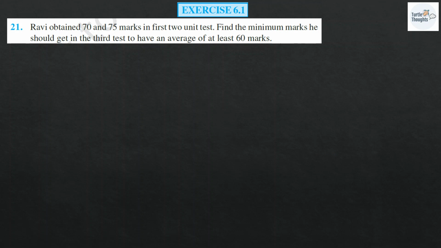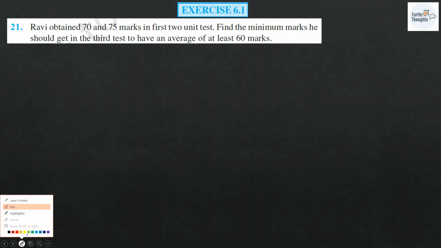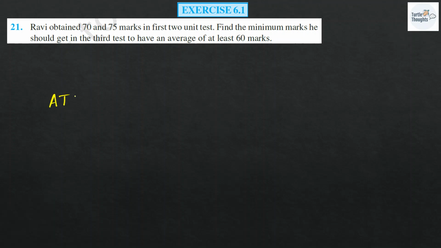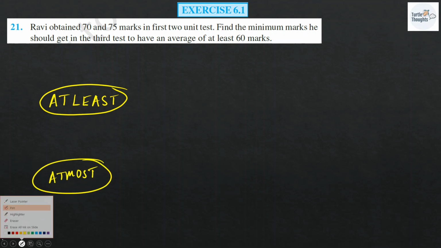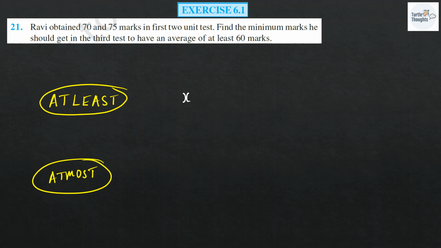Here the question says that Ravi obtained 70 and 75 marks in the first 2 unit tests. Find the minimum marks he should get in the third test to have an average of at least 60 marks. I think I have told you this, but I will repeat this again: at least and at most. So what does at least mean? Say your parents tell you at least you get 90% and you get 95%, they'll be very happy. It means that you should be getting 90 or above.